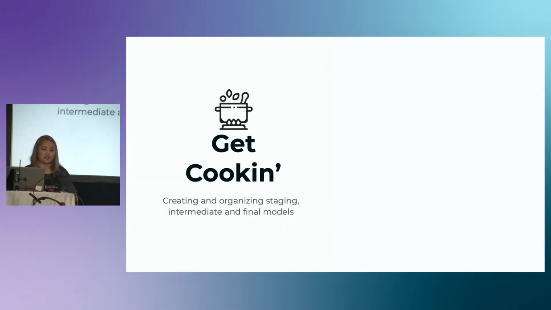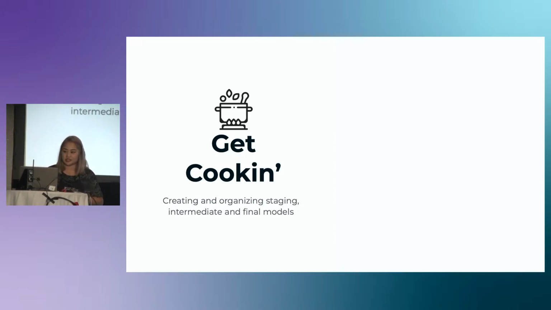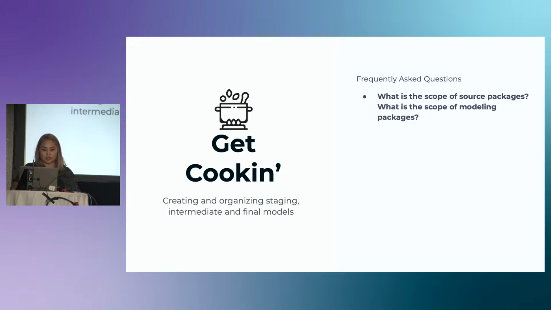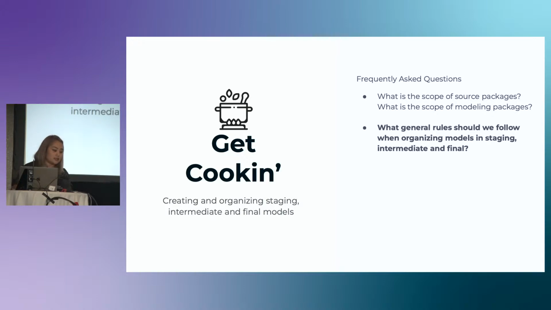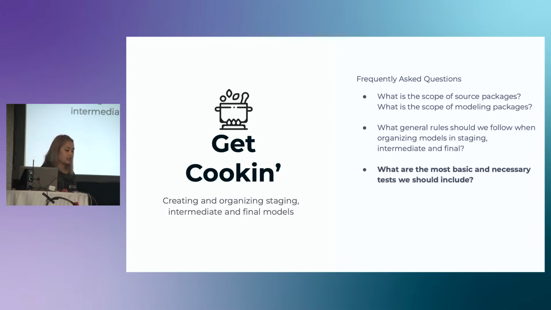Now we're at the really fun section of this talk, and one where we get a lot of questions from all of our end users, and that is how we think about organization in terms of our staging, intermediate, and final models. So the first question that we get a lot of is, what is the scope of our source packages, and what is the scope of our modeling packages? Second is, what general rules should we follow when organizing staging, intermediate, and final models? And lastly, what kinds of basic and necessary tests should we include in all packages?